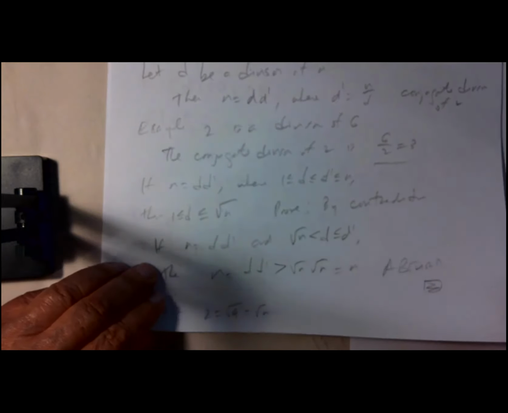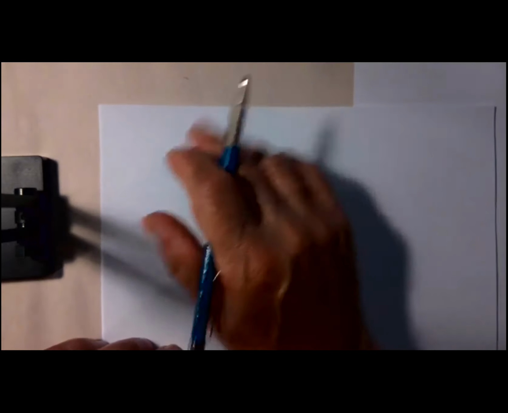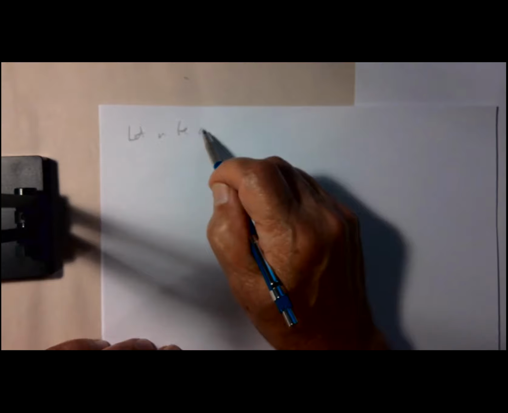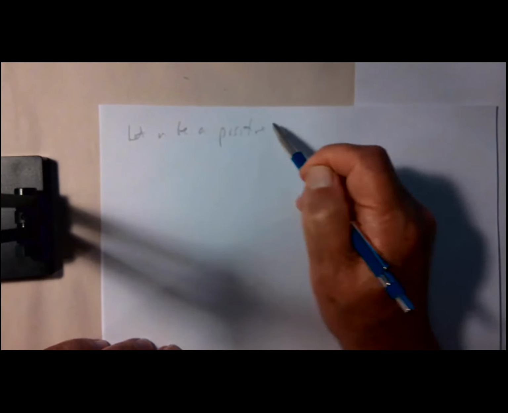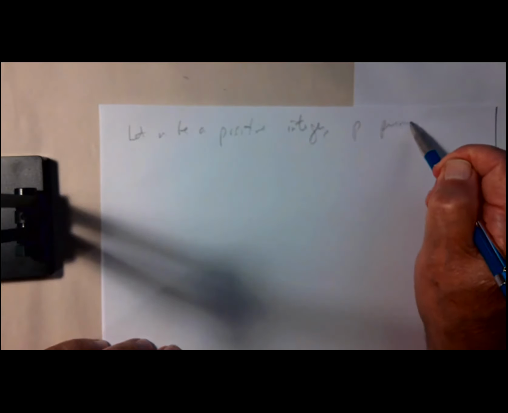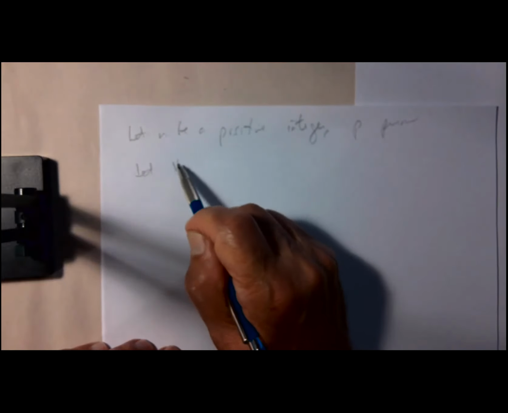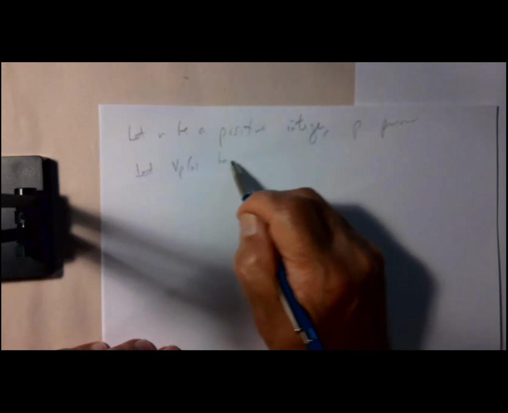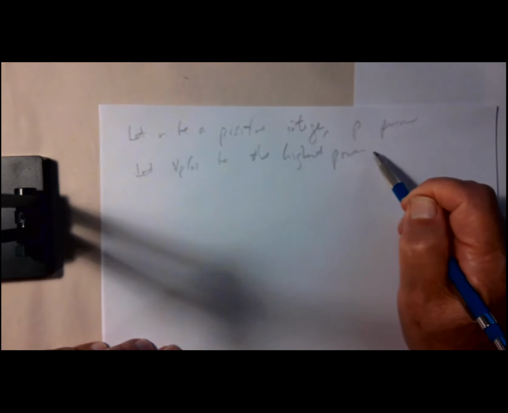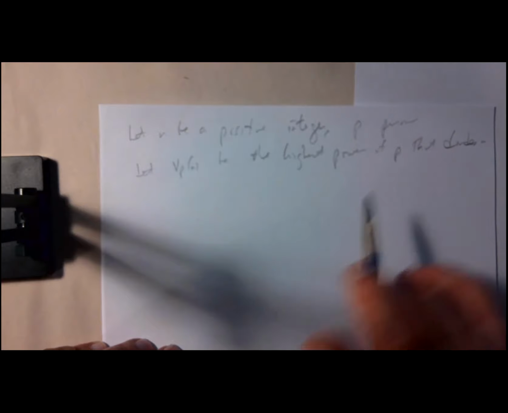There's some other important notation that is used in number theory connected with the fundamental theorem of arithmetic. So suppose n is a positive integer and p is a prime. Let v sub p of n be the highest power of p that divides n.